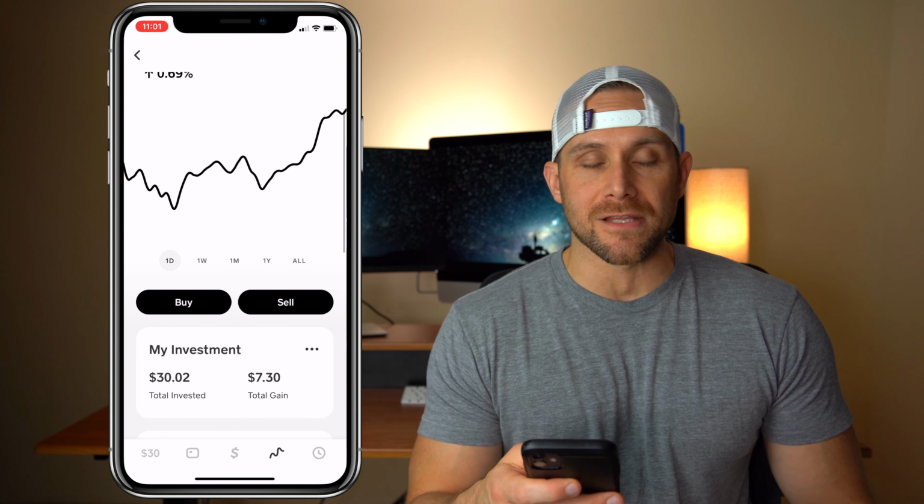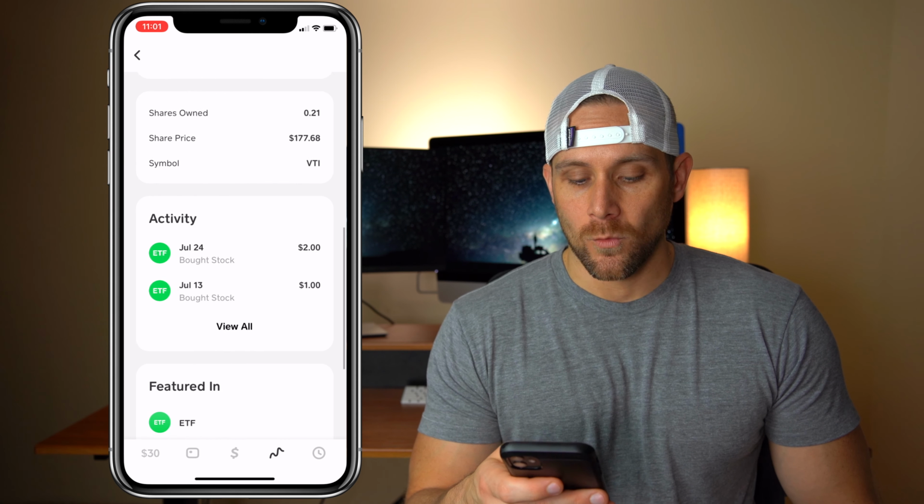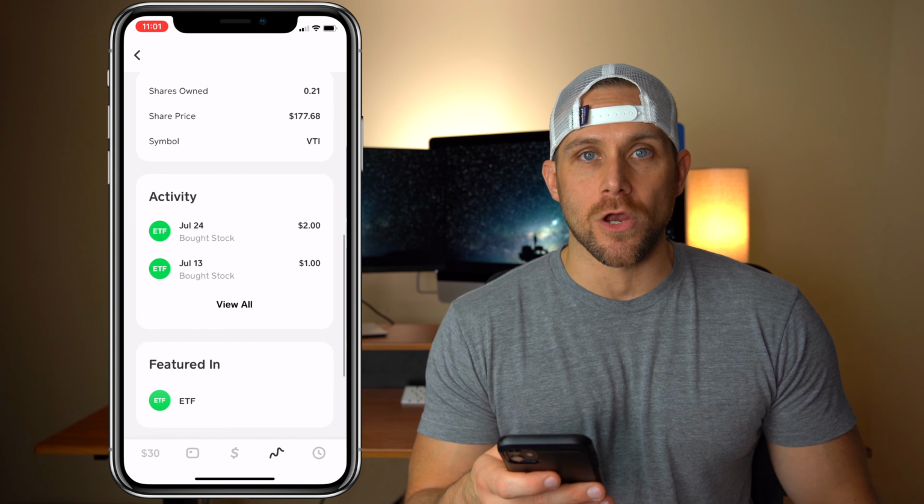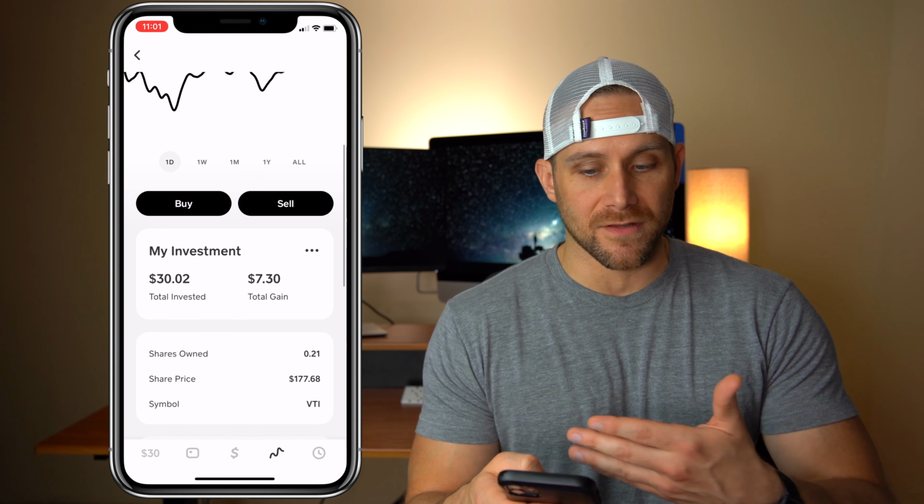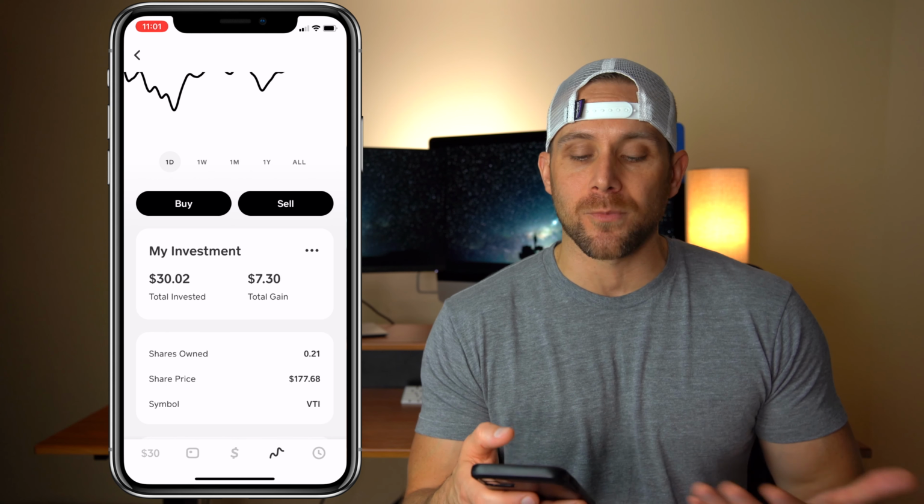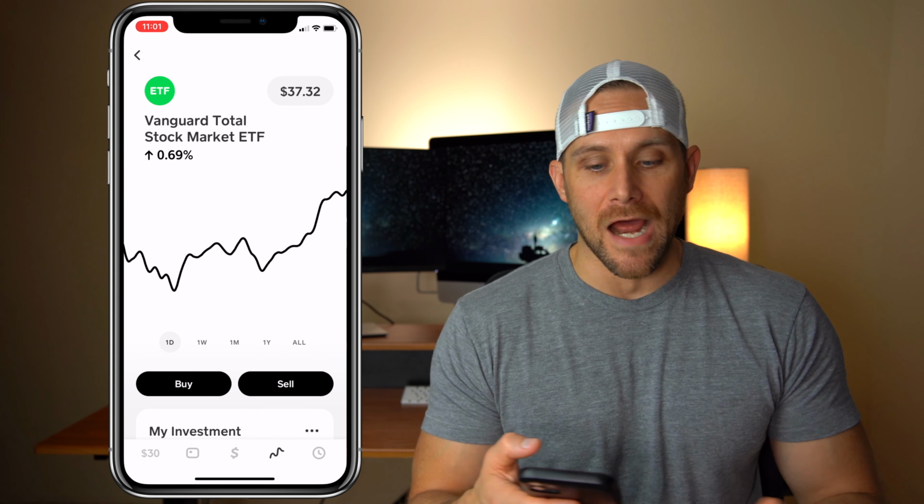Now, unfortunately, through the Cash App investing app, you can't see what the expense ratio is, so what your fee is going to be. But it's in there. Unfortunately, I wish Cash App was a little bit more transparent with that, with these ETFs, but they're not at this point.